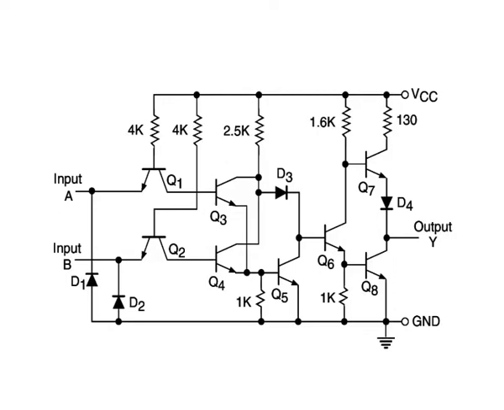Let us now see what happens when either of the two inputs is driven to high state. This drives either of the two transistors Q3 and Q4 to saturation, which forces Q5 to saturation and Q6 to cutoff. This drives Q7 to conduction and Q8 to cutoff, producing a logic high output.